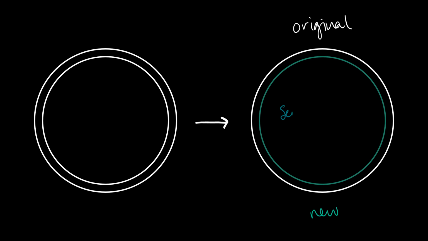Because the new double-stranded DNA molecule contains an original strand and a newly synthesized strand, this type of replication is called semi-conservative replication.